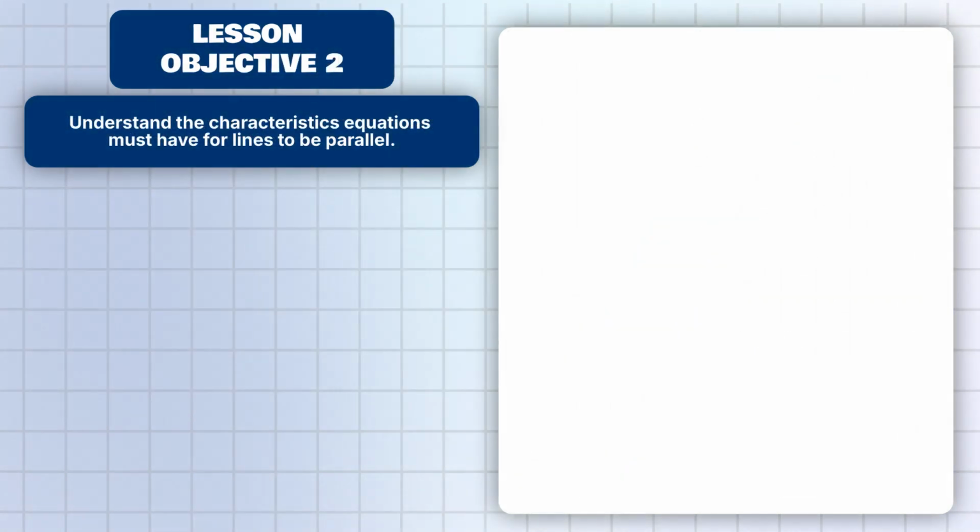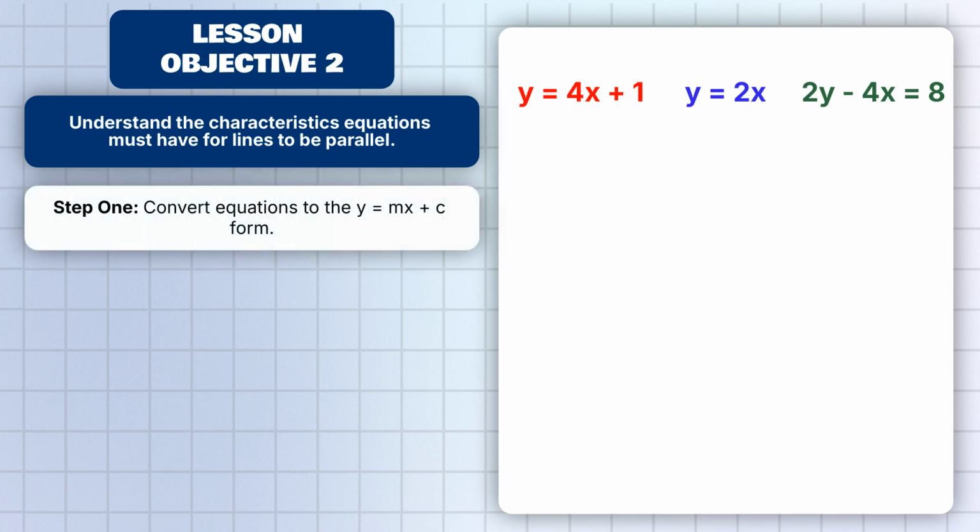Let's take a look at some examples to solidify this concept. Consider the equations y equals 4x plus 1, y equals 2x, and 2y minus 4x equals 8. First, convert any equations that are not in the y equals mx plus c form. For example, the third equation can be rearranged to y equals 2x plus 4 by dividing everything through by 2 and adding 2x.